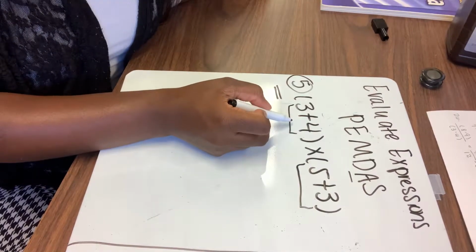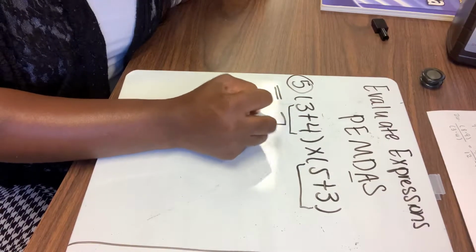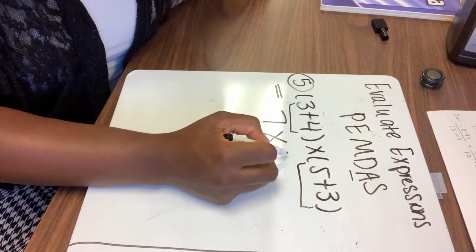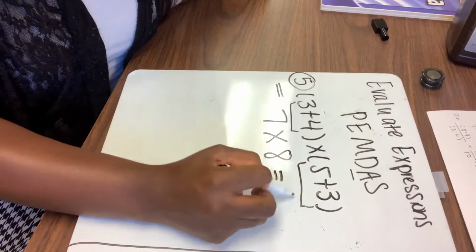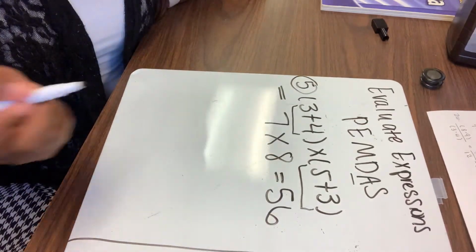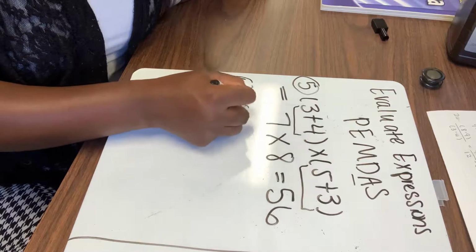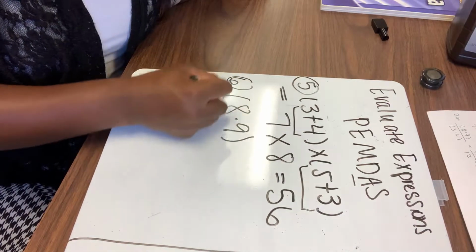And so we know that 4 plus 3 is going to give us 7. You want to bring down the multiplication sign. And we know that 5 plus 3 is 8, which is going to give us a total of 56. Now let's do number 6. All right, we have this one.